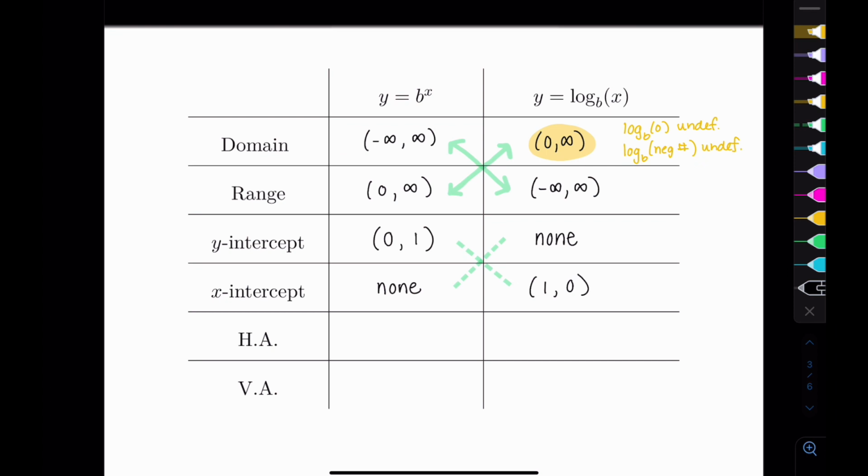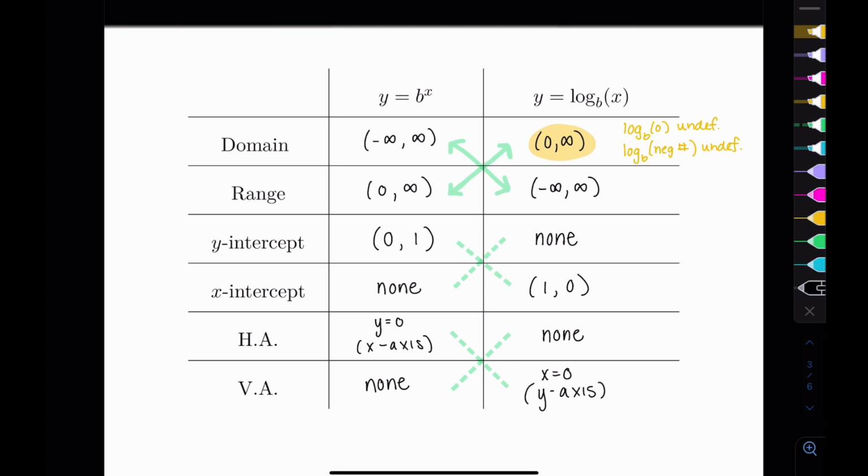For our exponential function, we do have a horizontal asymptote. We hug the line y equals 0, which is the x-axis, but we have no vertical asymptote. And then again, these kind of flip-flop, but not quite. We have some changes to make. There is no longer a horizontal asymptote, but now we do have a vertical asymptote, and it's the line x equals 0, which is now the y-axis.